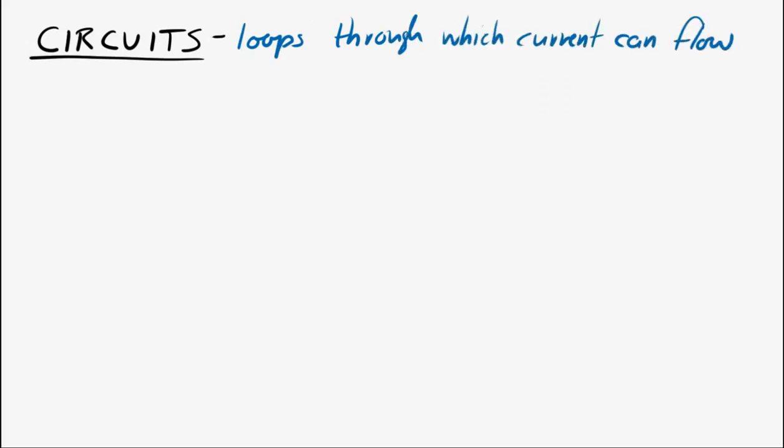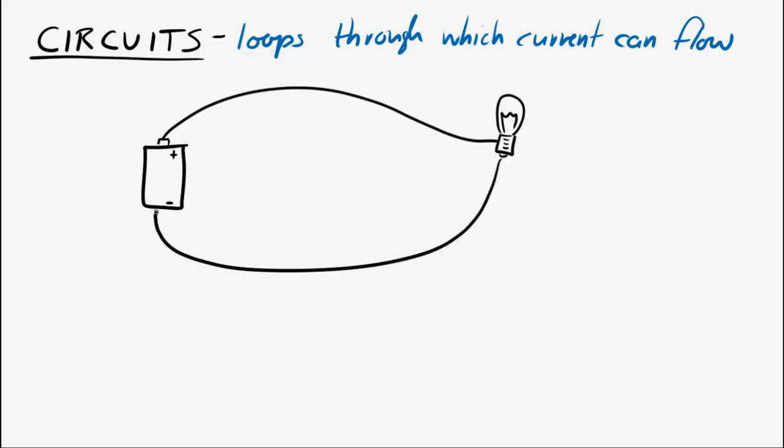Let's look at circuits. A circuit is a loop through which a current can flow. We'll look at a simple example. Let's use a battery, a couple wires, and a light bulb, and arrange them like this. If we do that, the light bulb lights up.